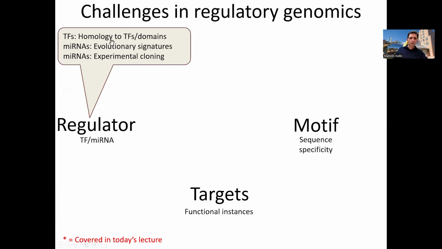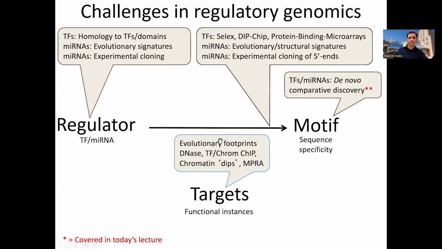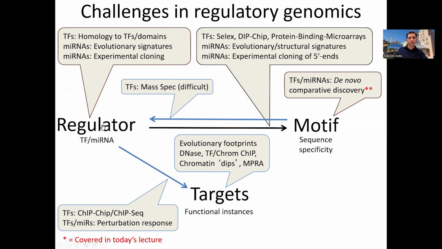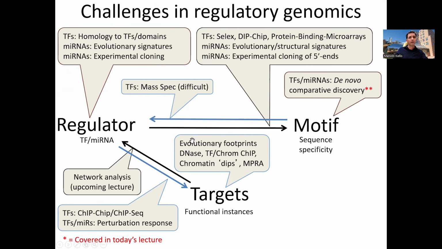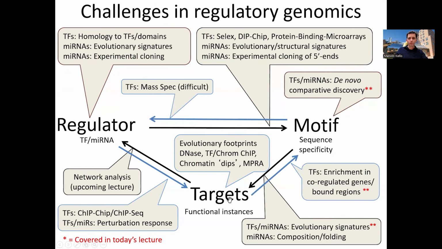And then the question is, how do you discover the regulators themselves? How do you discover the motifs? How do you discover the individual binding sites? And if you have the regulator, how do you find its motifs? If you have a motif, how do you find the regulator? If you have a regulator, how do you find all of its targets? If you have the targets, how do you find the regulator that's bound to those targets? And if you have a motif, how do you find all of the instances? And if you have a bunch of instances, how do you discover the motif? Okay, so these are the main challenges, if you wish, in regulatory genomics.